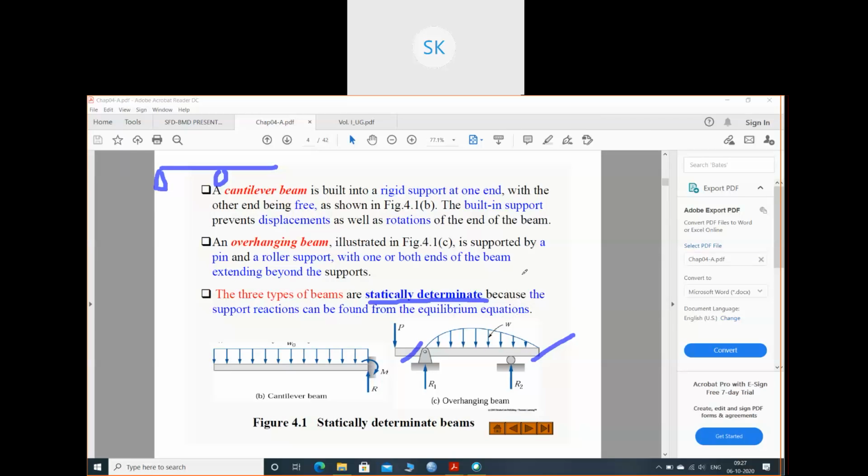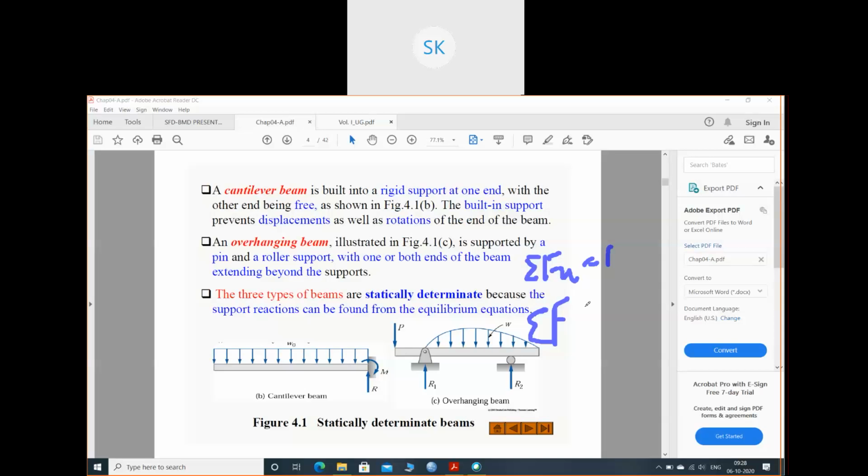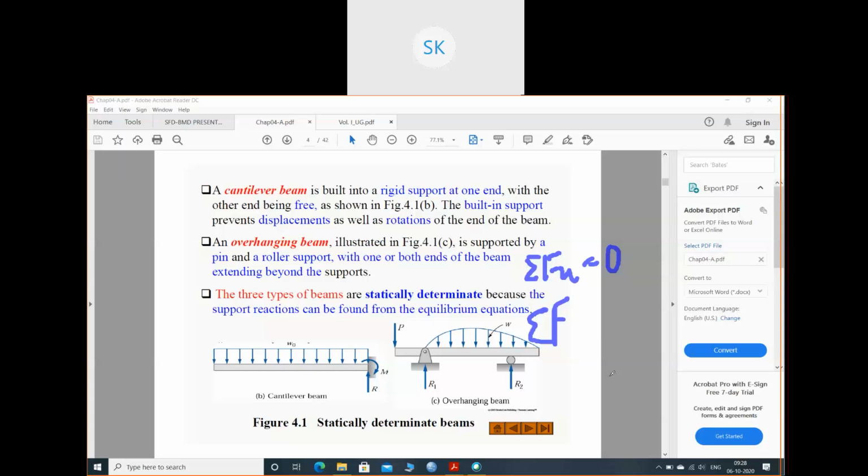So what are the equilibrium equations we have? Summation of all the forces equals 0, or you can say summation of all the horizontal forces, summation of Fx, equals 0, summation of all the vertical forces, summation of Fy, equals 0, and summation of all the moments about a point should be 0. So these are the three equilibrium equations we have discussed earlier.